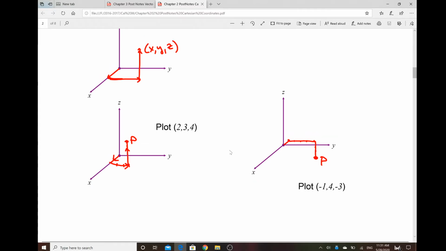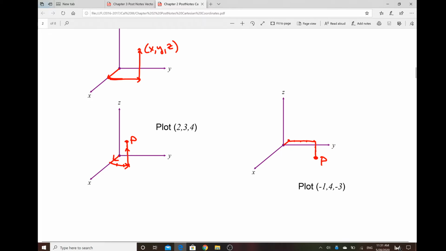Let's say you want to plot the point (2, 3, 4). You start with 2 units on the x-axis, going forward, coming out toward you, and then 3 units to the right. Forward and to the right are both considered positive, and up on the z-axis is also positive. So it's 2 units forward, 3 units to the right, and then count 4 units up. Point P would be plotted right here.